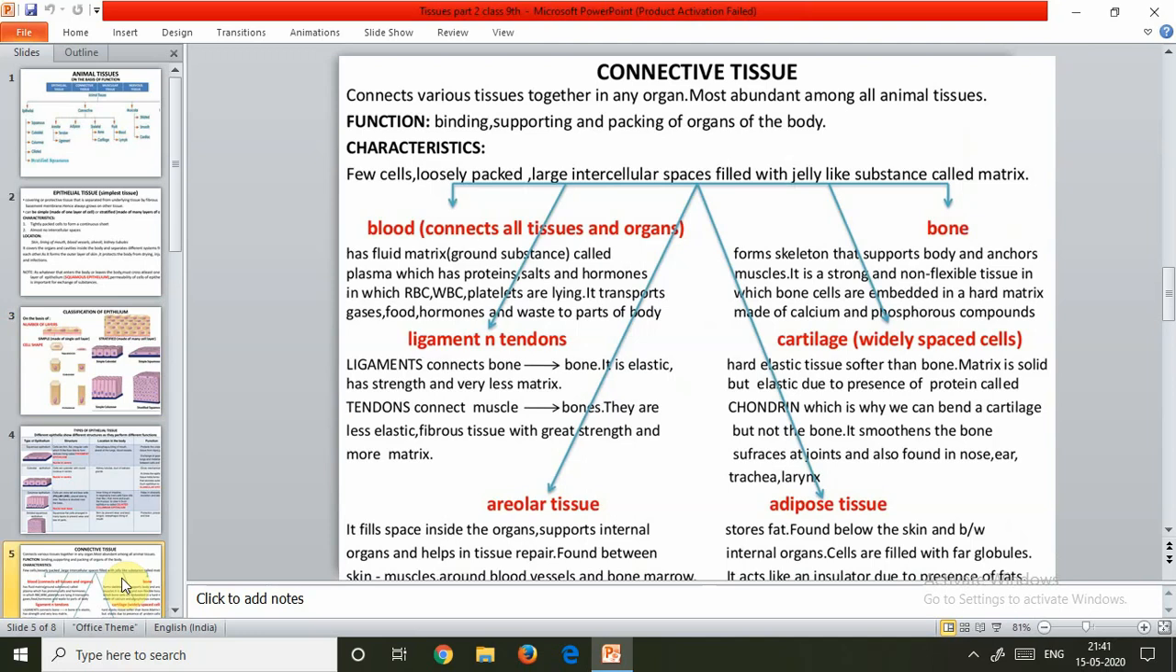The matrix is fibrous in nature, that is, there are fibers present in the matrix, and it binds the other tissues together. In fact, the nature of the matrix decides the function of the connective tissue. Whatever the nature of the matrix is, that will decide what kind of function the connective tissue will perform. The connective tissue contains many types of cells, like the fibroblast cell. They form the ground substance and fibers.